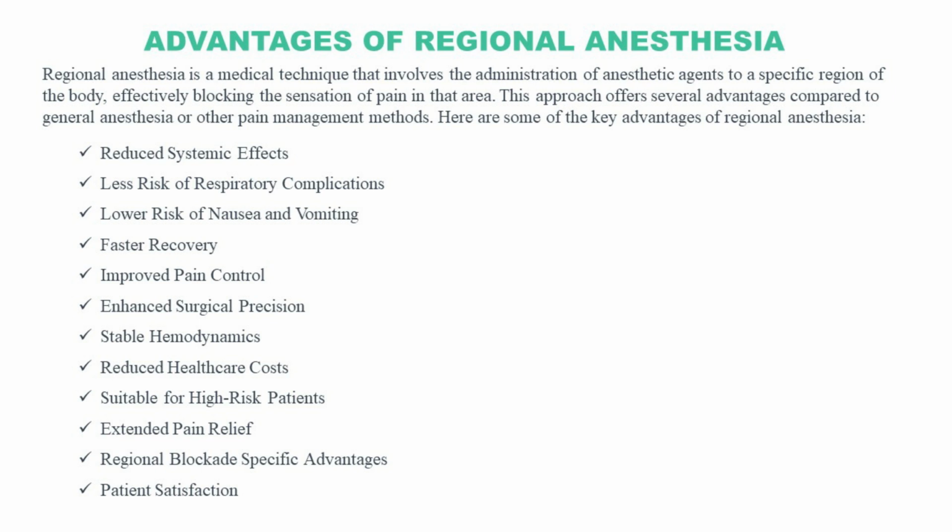1. Reduced systemic effects. Regional anesthesia primarily targets a specific part of the body, which means that the rest of the body remains largely unaffected by the anesthetic agents. This reduces the risk of adverse systemic reactions and minimizes the impact on vital organs like the heart, lungs, and liver.